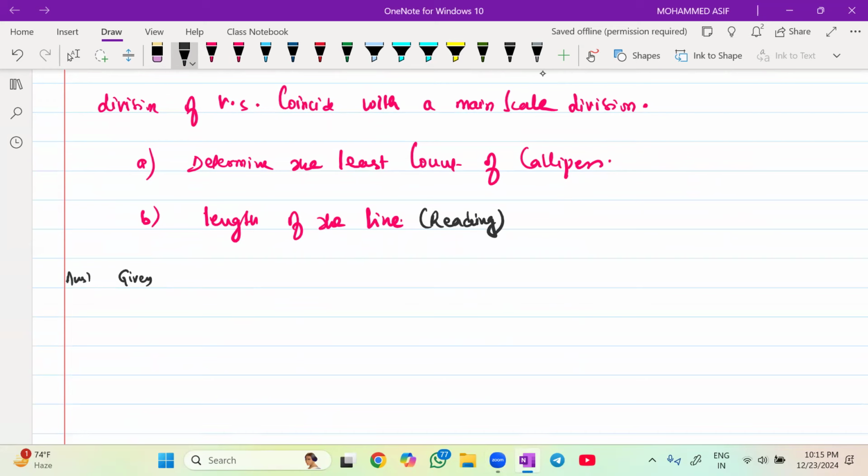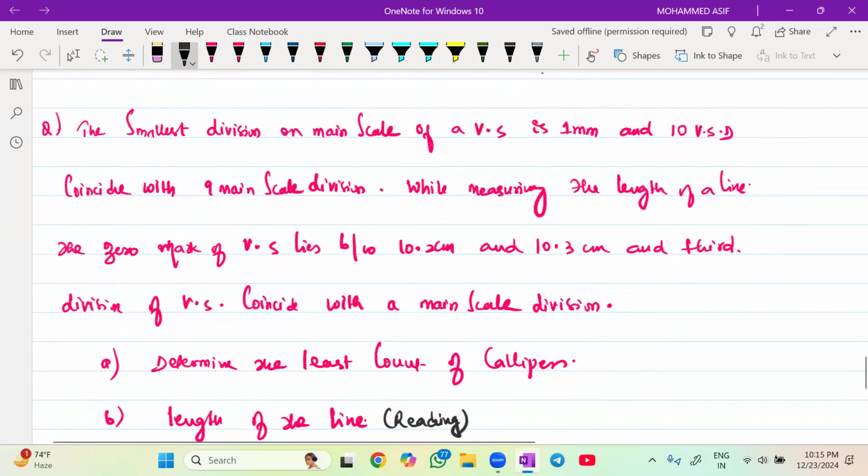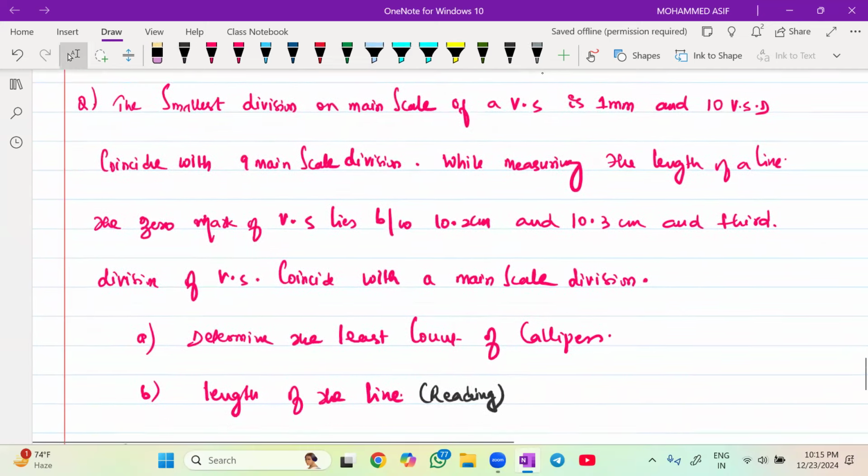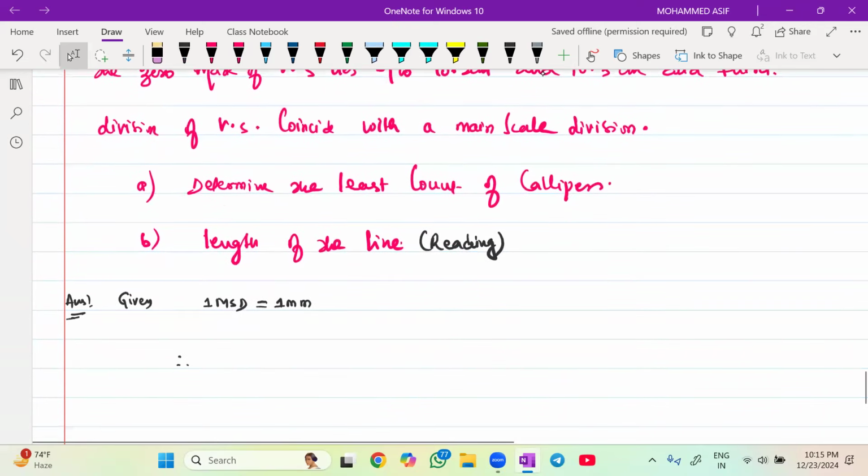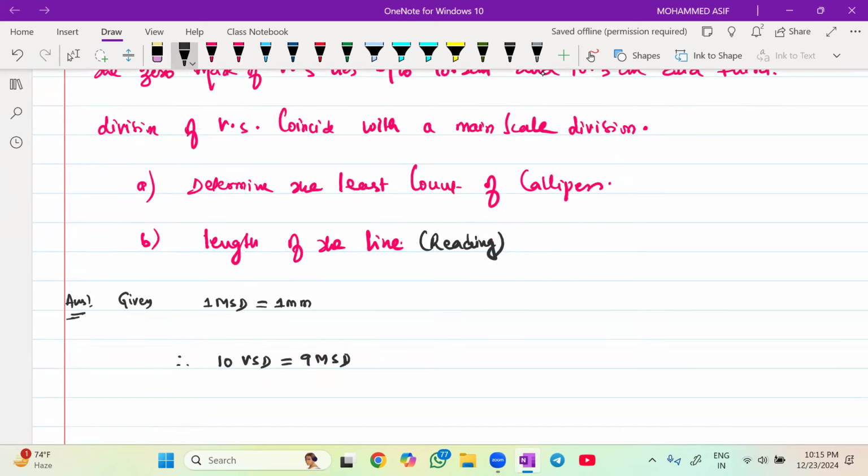Writing the answer for this one here. Given 1 MSD, that is 1 main scale division, is given as 1 mm. Now what is being told in the next part? It is telling that 10 Vernier scale divisions are coinciding with 9 main scale divisions. So can I say 10 Vernier scale divisions coincide with 9 main scale divisions, isn't it? Therefore 1 VSD will be equal to how much, beta? 1 VSD is equal to 9 by 10 MSD.